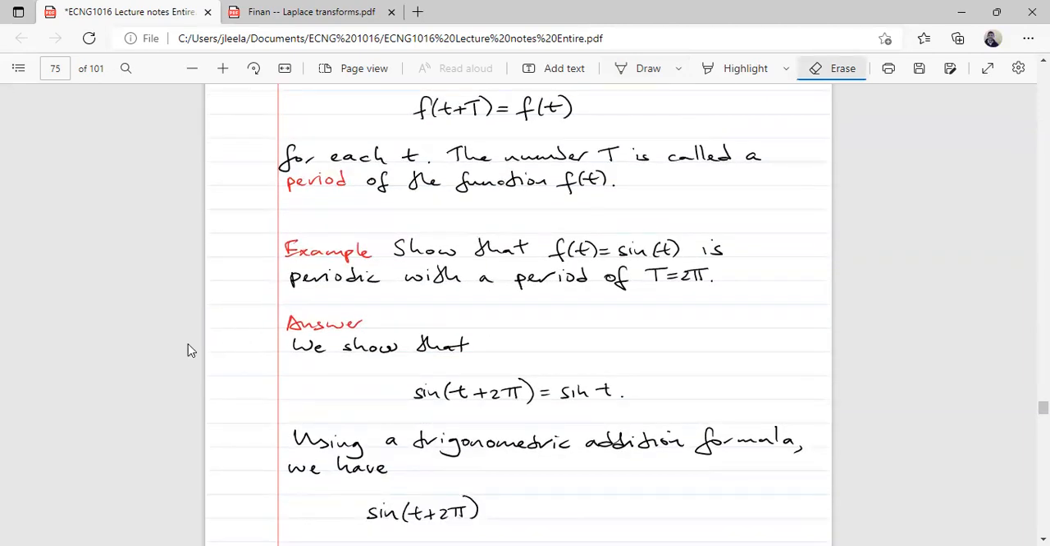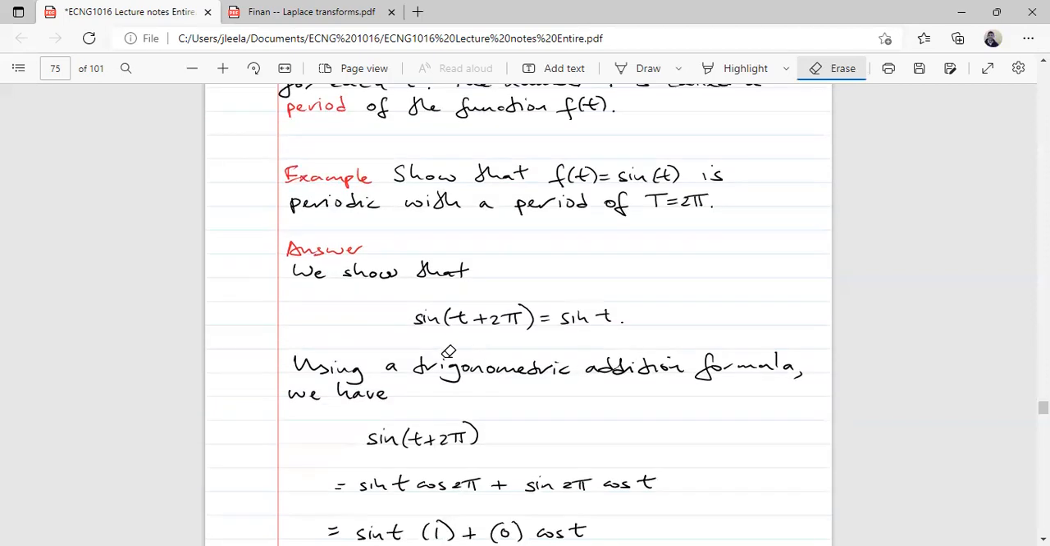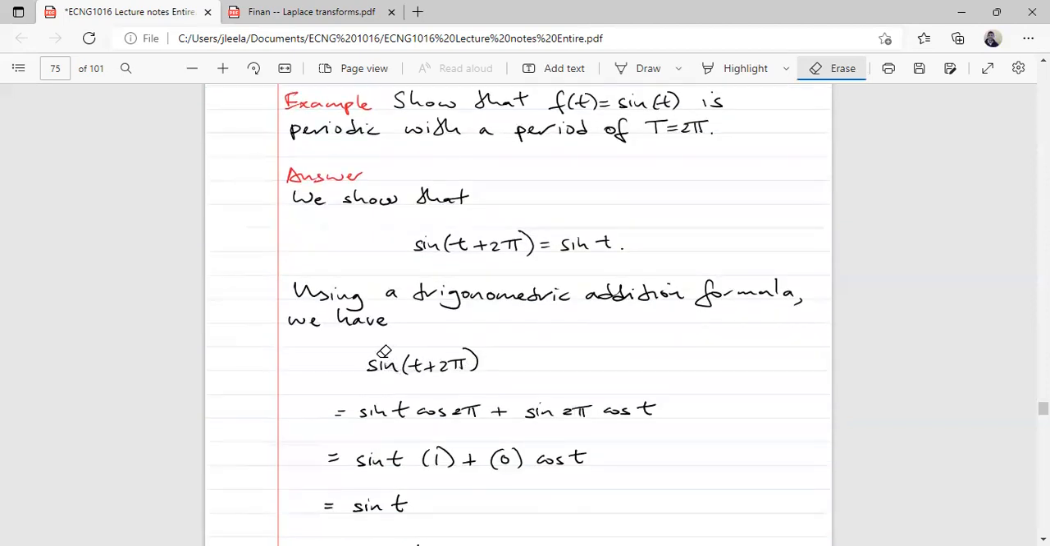Show that f(t) equals sine t is periodic with a period of T equal to 2 pi. By definition, we replace capital T by 2 pi. Therefore, we must show that sine of t plus 2 pi is equal to sine t. Let's use a trigonometric addition formula. This is straightforward: sine of A plus B equals sine A cos B.